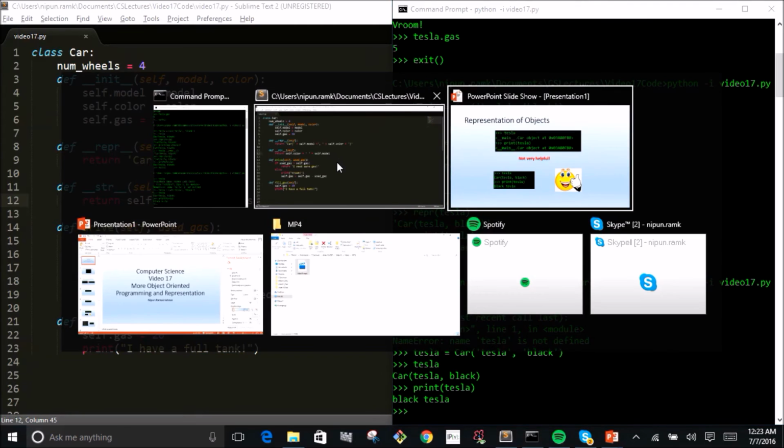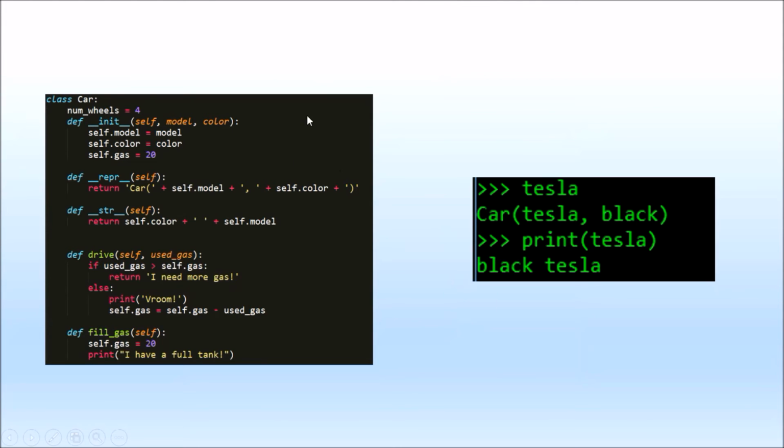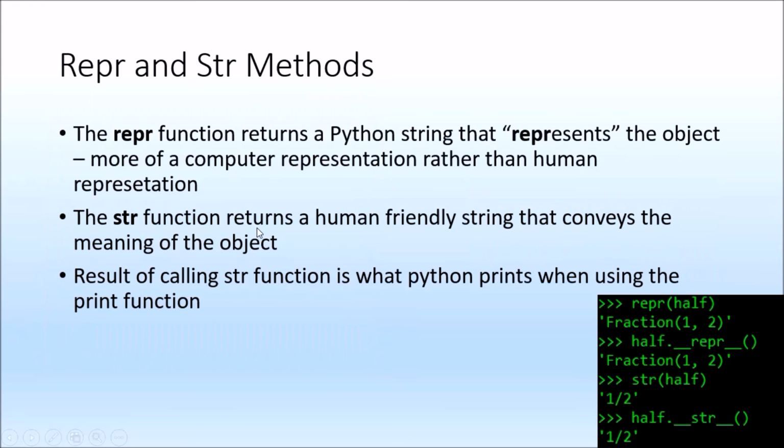So let's talk a little more about this whole program. Again, Tesla gives us Tesla black because that's how we defined it in the repr method, and when we print Tesla, it implicitly calls the str method, so we basically override that and say, hey, I want it to display in this format. So let's talk about internally what exactly the repr function and str function do.